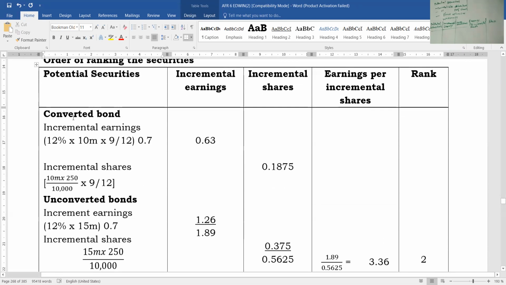So you can see I started with the one which is converted. So convertible bond, incremental earnings. For the incremental earnings, we take the 12%, because now you have to apply the contractual rate. It was a 12% bond times the 10, which was converted. First, you deal with the converted. 10 was converted. I think you remember that.